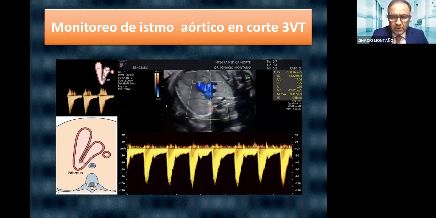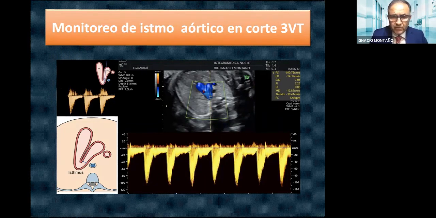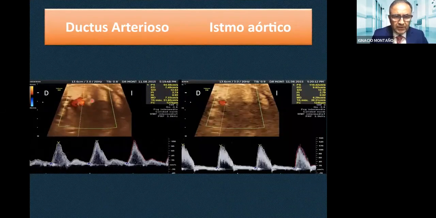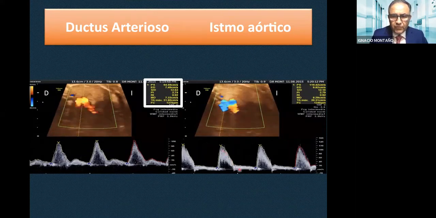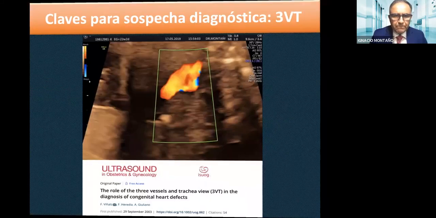Here we are evaluating the aortic isthmus, which has a normal morphological waveform, has a systolic velocity that in this case does not exceed 100 centimeters per second, and has a diastolic velocity present. Evaluating the aortic isthmus at the convergence of the V before the junction with the descending aorta. Evaluating here on the left, the ductus arteriosus, and here on the right, we evaluate the aortic isthmus, which has its systolic flow and its diastolic flow present.